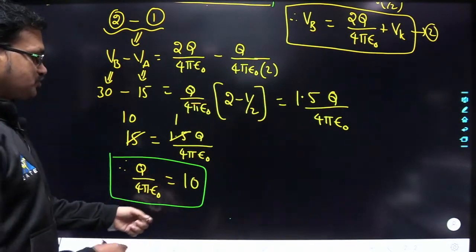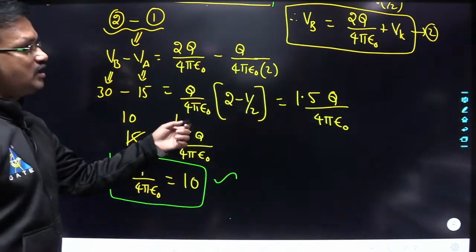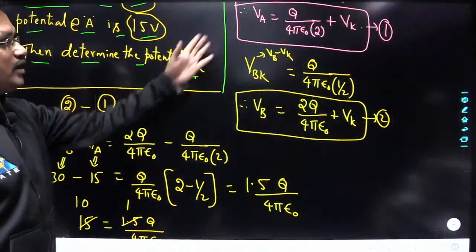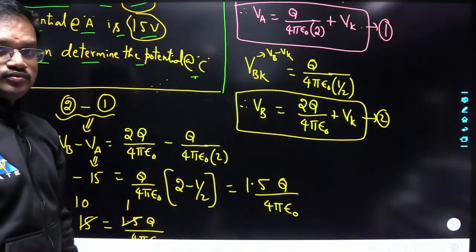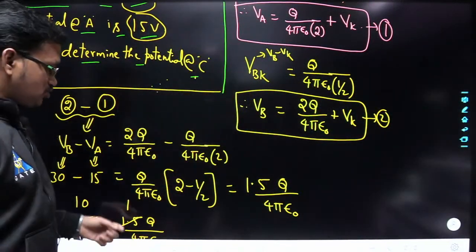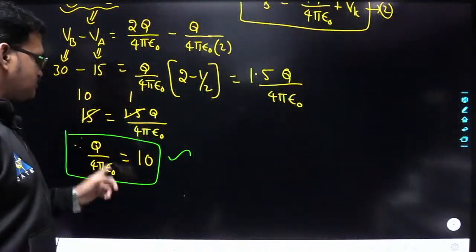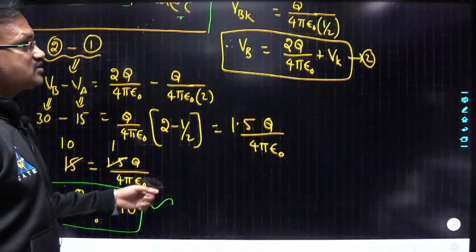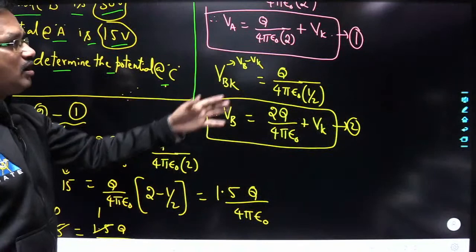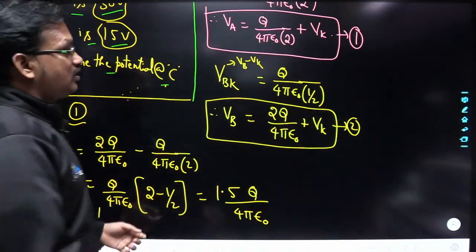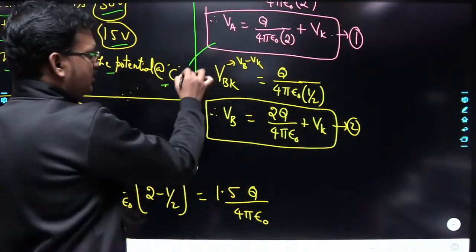Now I can substitute this either in equation 1 or in equation 2. Yes or no? I can substitute this Q by 4 pi epsilon naught value in equation 1 or in equation 2. So then what am I going to get here? Let us take equation 1.